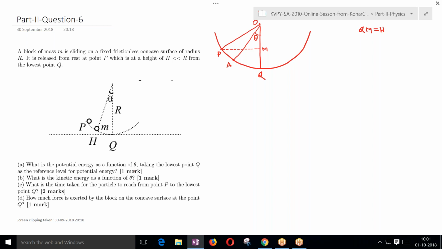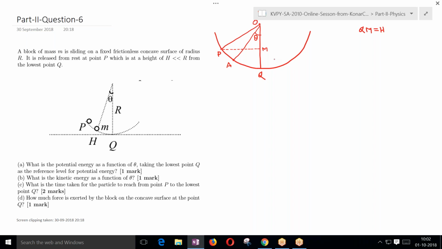Part C of the question: what is the time taken for the particle to reach from point P to point Q? And the fourth part: how much force is exerted by the block on the concave surface at the point Q? That means when the object comes to the point Q, how much force it applies to the concave surface. Solid understanding of potential energy, kinetic energy and rotational motion is important to answer this question.